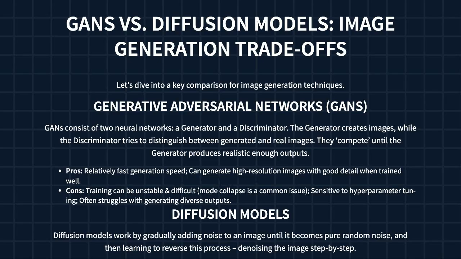Diffusion models, on the other hand, work by gradually adding noise to an image until it's completely random, then learning how to take that noise back down to a recognizable picture. They're more stable to train, give you much better diversity in your results, and tend to generate images with higher overall quality, although they are slower to create new images.